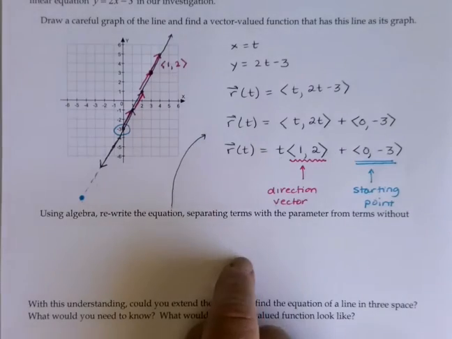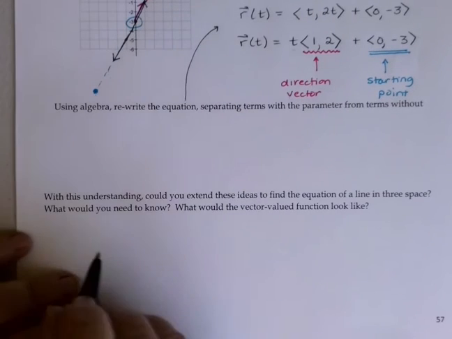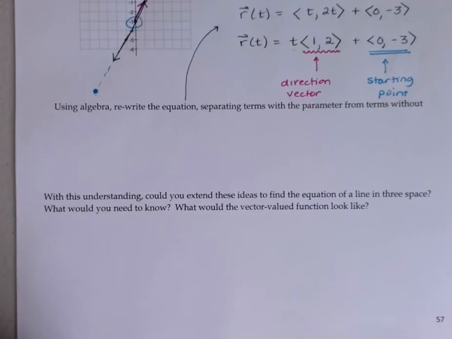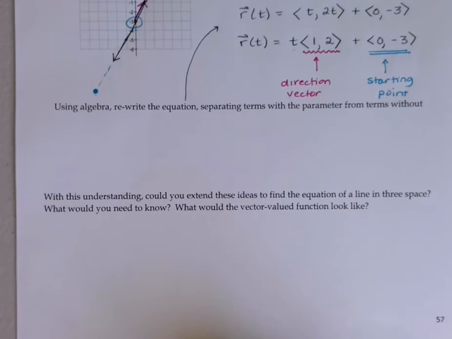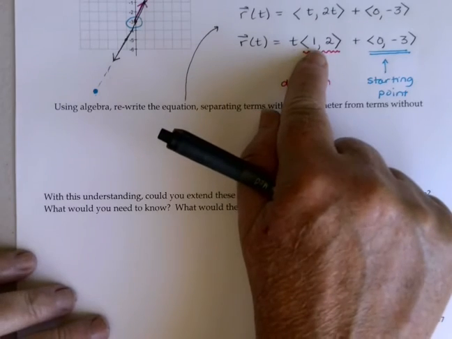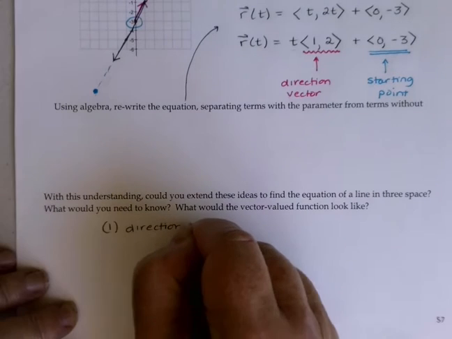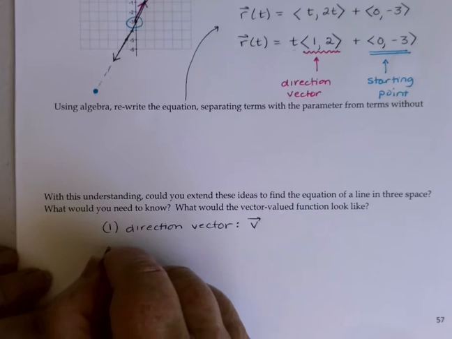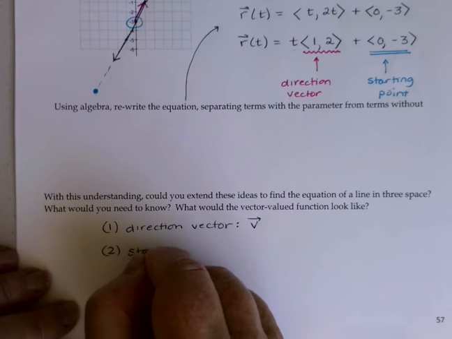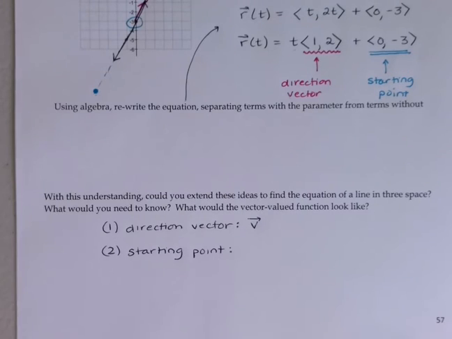So I actually did all the work that was meant to be here up here. I'm going to go to the bottom. If we were to write this as a general idea, what do we have to know to write the equation of a line? Well, we did this in 2-space, but we could extend these ideas to 3-space and do the same thing. We would need to know a direction vector, pointing out the direction of the line. We'll call that v. And we need to decide on a starting point. Again, it doesn't have to be any special point, doesn't have to be an intercept or anything like that. It's just any point on the line. Let me call that p.